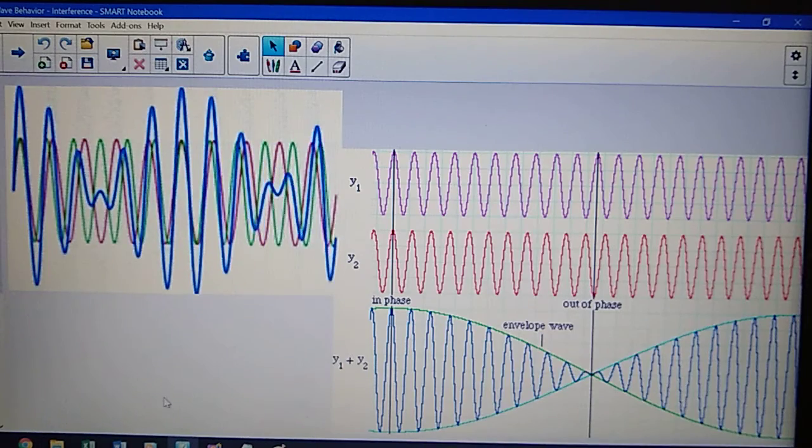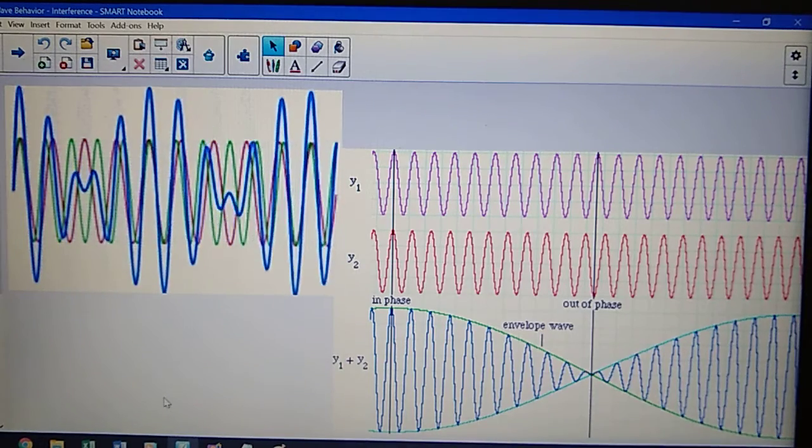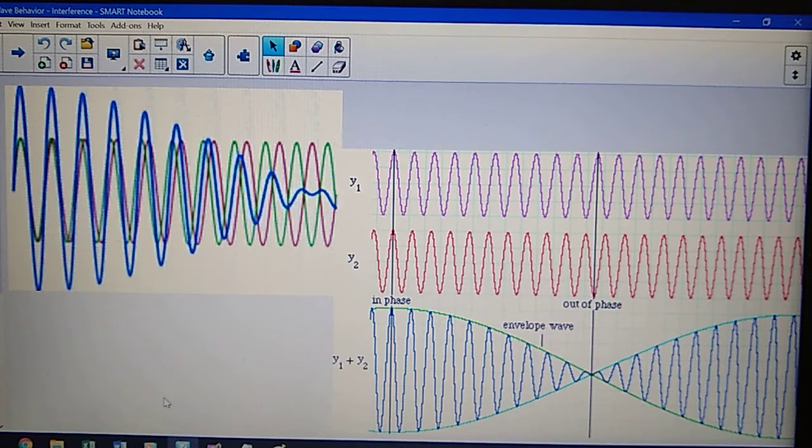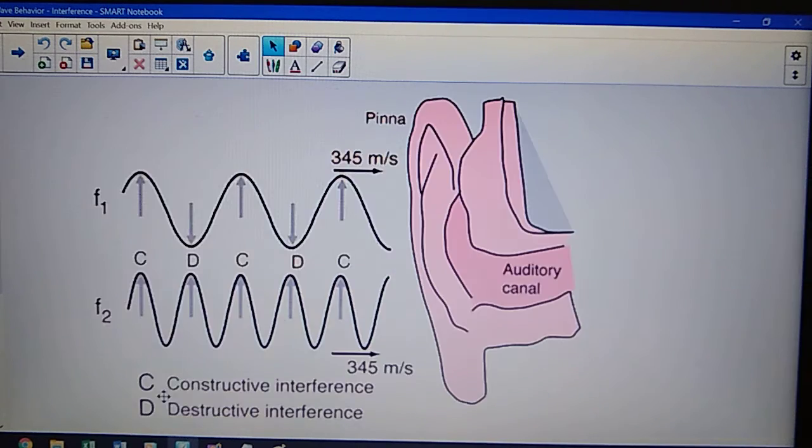So beat frequencies happen when they are slightly out of sync. You get areas of constructive interference, you get areas of destructive interference. The ear then would interpret that as a rise and fall a certain number of times per second.